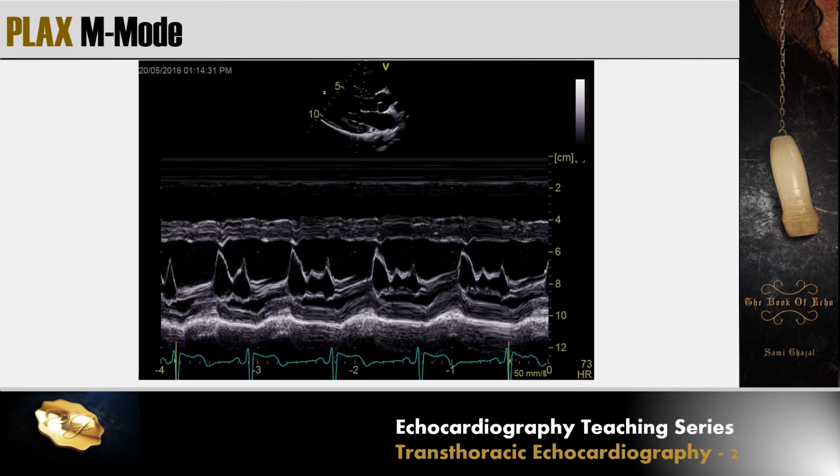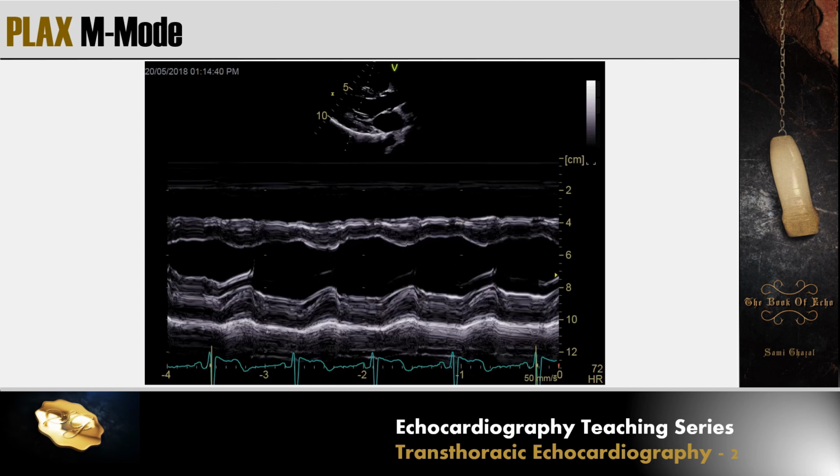Then do the same thing to the mitral valve. Align the beam to the coaptation line of the mitral valve and acquire M mode. Then also align the cursor of the beam at the LV mid-wall here, mid-wall of the LV, and acquire M mode as such.